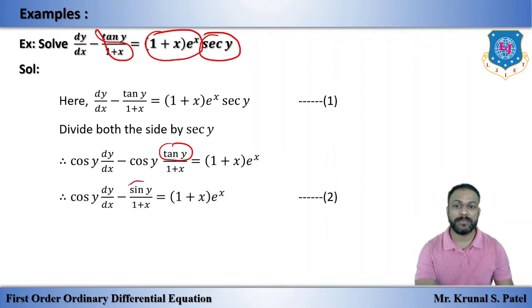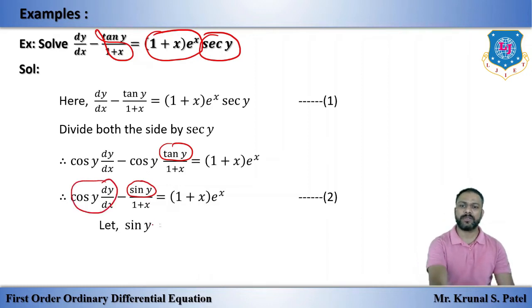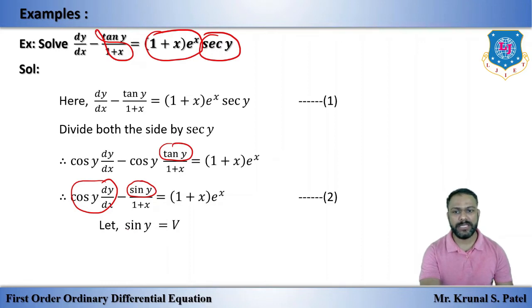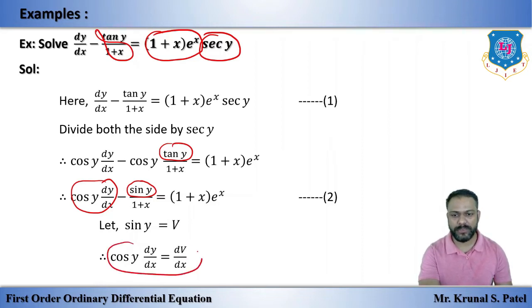Now suppose the term in y, by differentiating which we'll get this term. So we suppose sin y is equal to v. The differentiation of sin y is cos y, and the differentiation of y is dy by dx, which is equal to the differentiation of v, dv by dx. So we will put this value and this value in equation number 2.